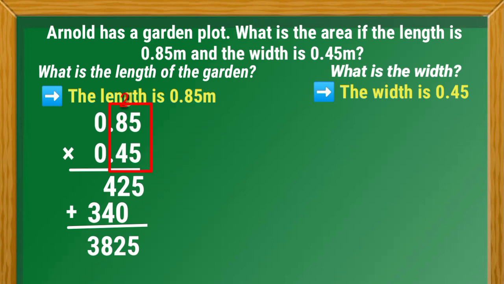In our multiplicand, we have 2 decimal places. In our multiplier, we also have 2 decimal places. So all in all, there are 4 decimal places in the factors. So let's count 4 decimal places from the right going to the left to our product. So the answer is 0.3825 or 3,825 ten-thousandths. We write 0 after the decimal point to indicate that there is no whole number.